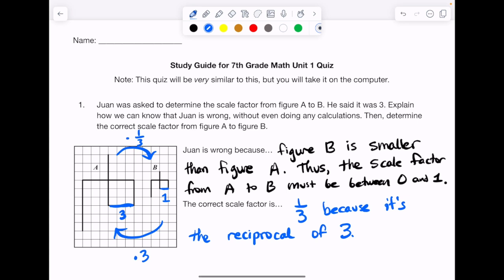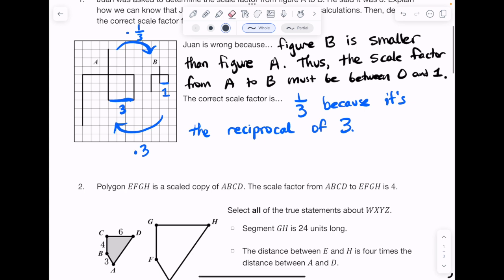Okay. That's actually longer, like it's a harder question than you're going to have to do on the quiz, but the concept of this, when we're multiplying by a scale factor in between 0 and 1, we get a smaller shape, is really that key concept.